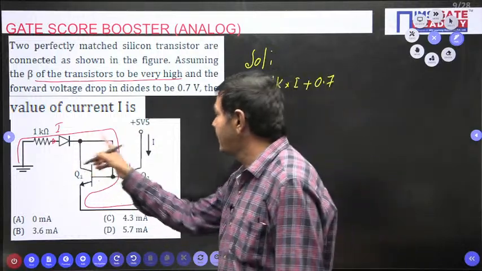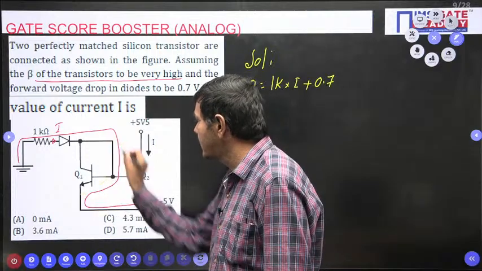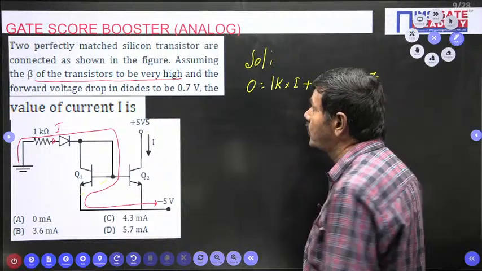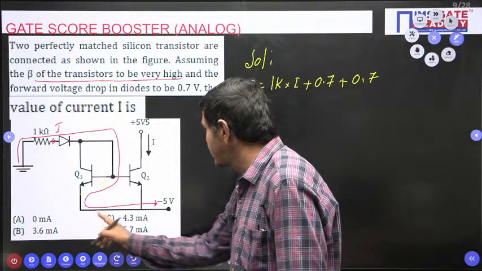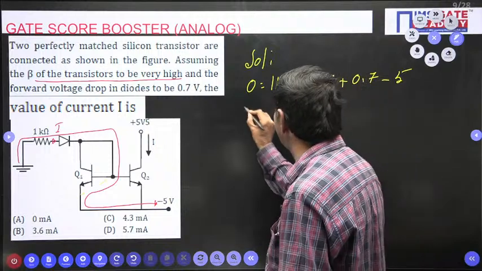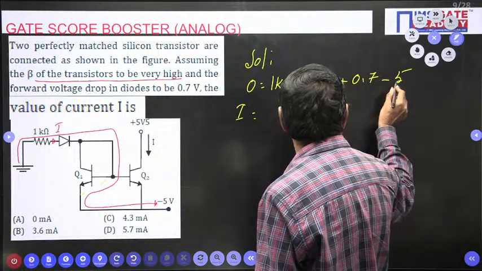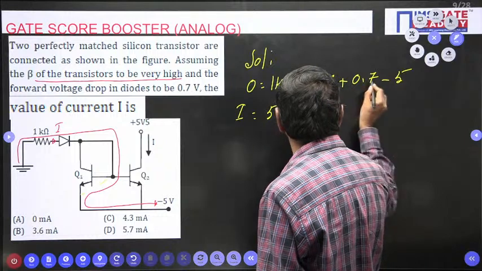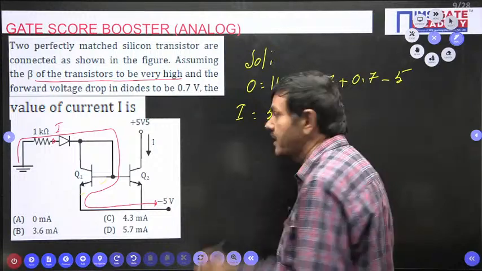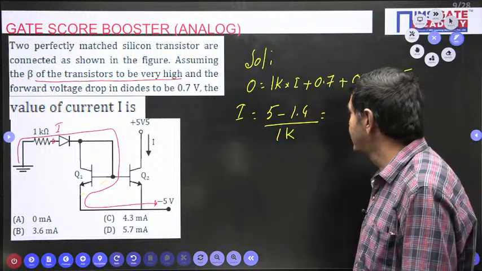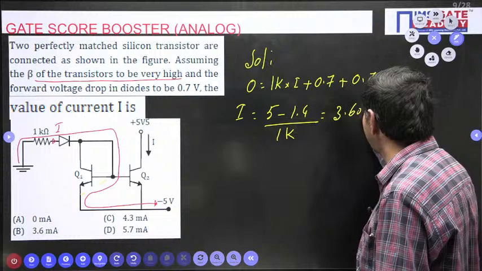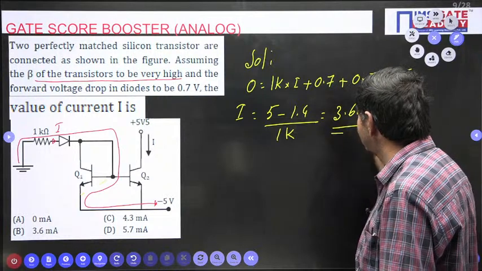When I go this side, some drop 0.7 again. Base to emitter is just 0.7 voltage possible now. And again I can go this side, minus 5 voltage. I wish to find what is I. I is nothing but 5 minus 0.7, 1.4 by 1K is possible here now. Use calculator here now. Its value will be 3.6 milliamperes of current passing in this circuit.